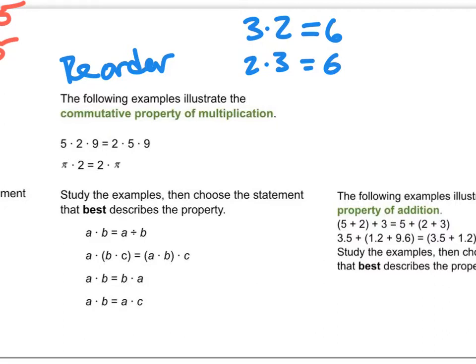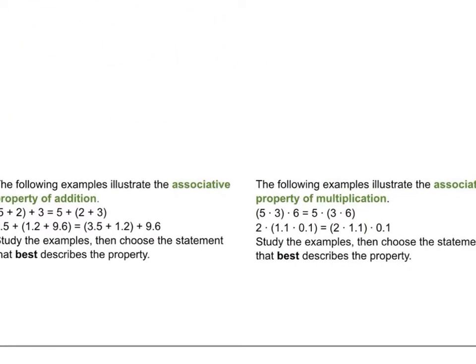So on this one, it says which of these shows the commutative property of multiplication, and it's this one where you just reorder things. You can have a number of them that you reorder, but it doesn't matter. And I'll use this quite a bit.